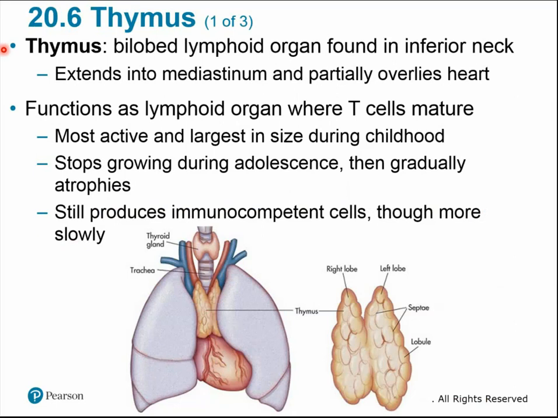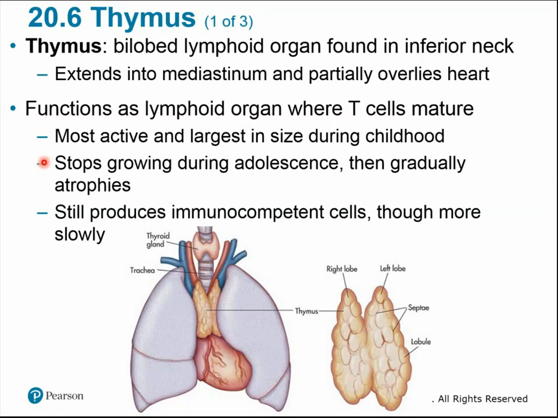So the thymus is another lymphatic organ we said was one of the primary organs. Right? So it's located in the inferior neck region. So the thymus is where T cells mature. Okay? So it's going to be most active and largest in childhood. So during adolescence, through adulthood, it's going to gradually atrophy or kind of shrivel up and become pretty much inactive.